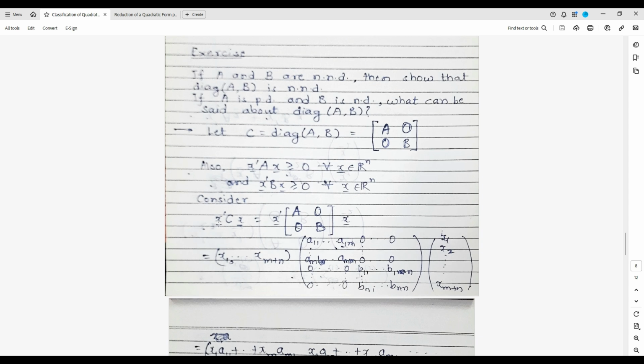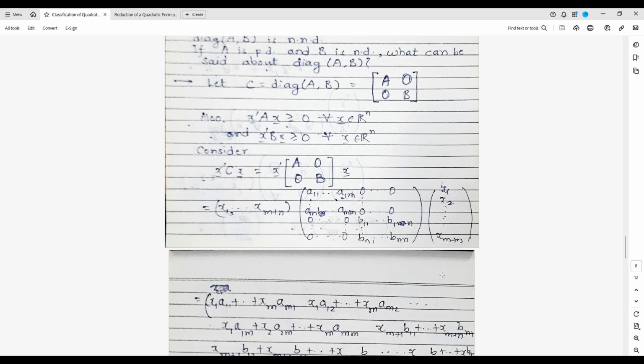So let us consider x prime Cx. Now here this x should be of dimension m plus n cross 1. This x should be a vector from m plus n dimensional Euclidean space. So we have expanded x like this. Then we rewrite A and B like this. So capital A has elements A11 to A1M up to AMM, and this is matrix B. Then this is the vector x. So what do we get?